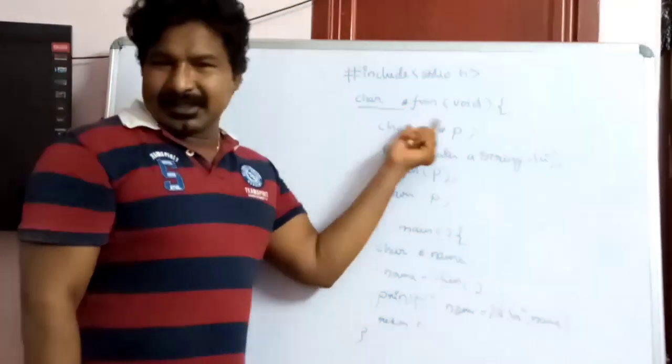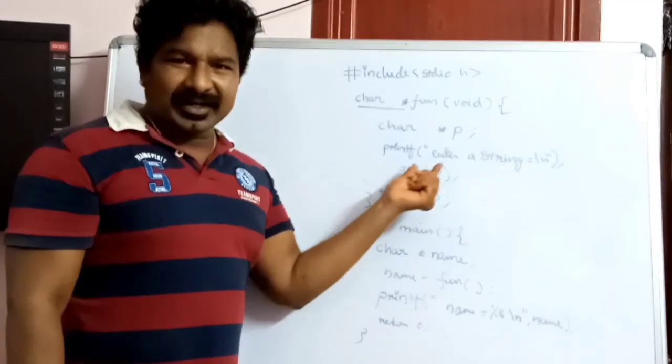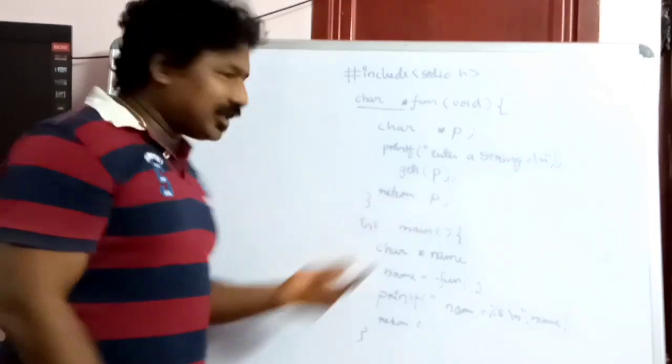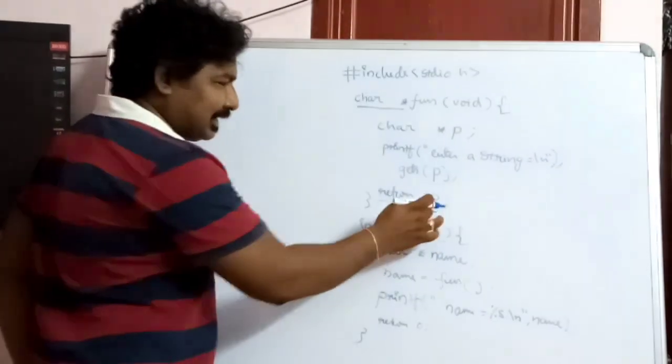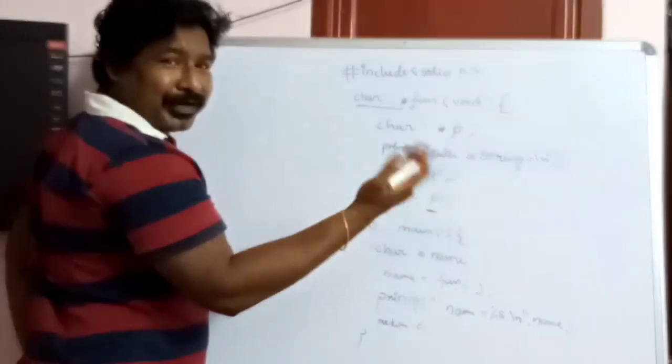Okay, so I have declared a pointer called p. I'm asking to enter a string, and you can read that string with a gets function, and I'm just returning p. Okay, return p. What is p? p is not a normal variable. p is a pointer variable. So this particular p is pointing to the string.